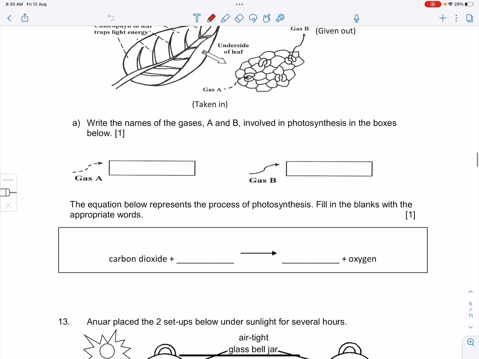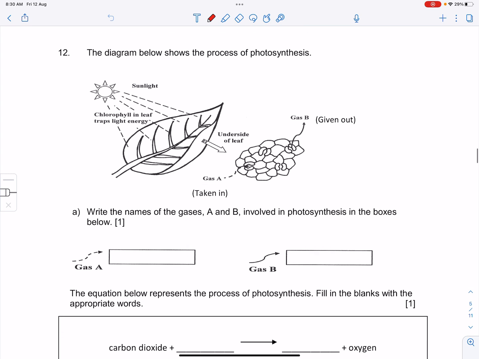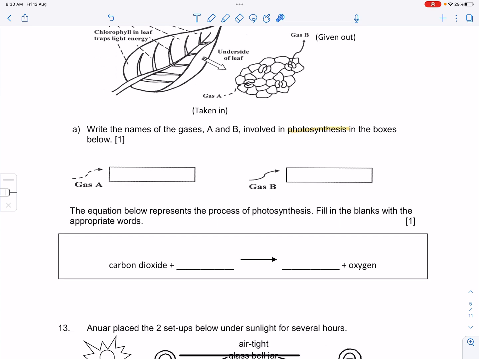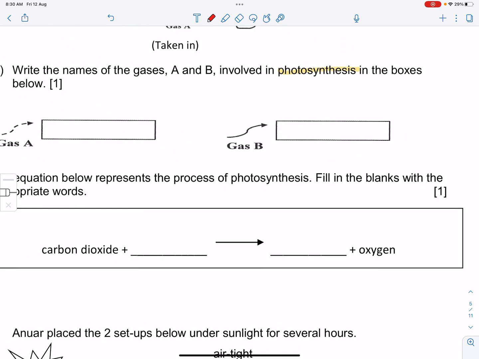Okay? Now, write the names of the gases A and B involved in photosynthesis. So what happens here is that we know that the gas is taken in. Now, because there is sunlight, we know that photosynthesis is able to happen. So doing photosynthesis, with the word equation, I'm going to do the word equation first, so that we can then do the other questions. So we know that carbon dioxide together with water, as well as your light energy, in the presence of your chlorophyll.